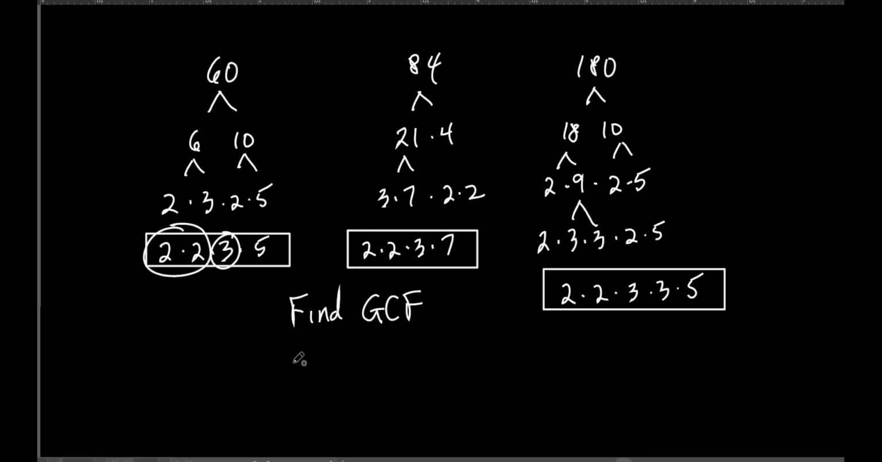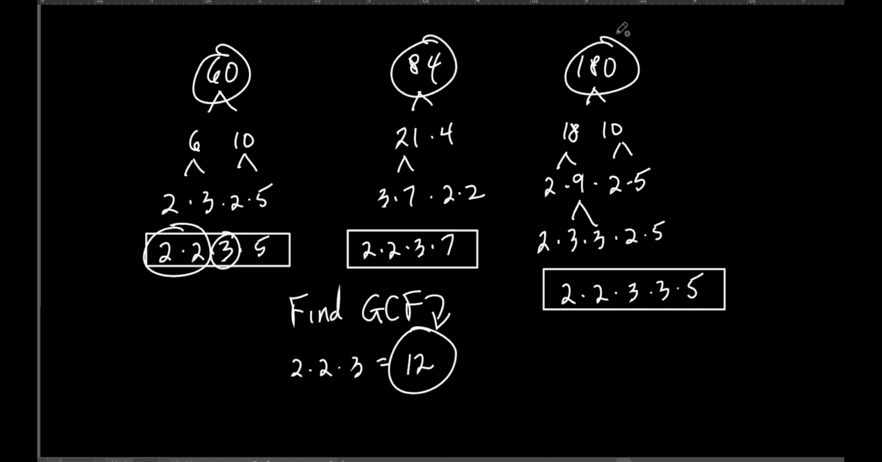So what's in common then? I got a 2, and a 3. Multiply those together. 4 times 3 is 12. That right there is my greatest common factor. What does that mean? What does that do for us? That means the number 60, the number 84, the number 180, what is the largest number that is in common that can be evenly divided into all of these numbers?